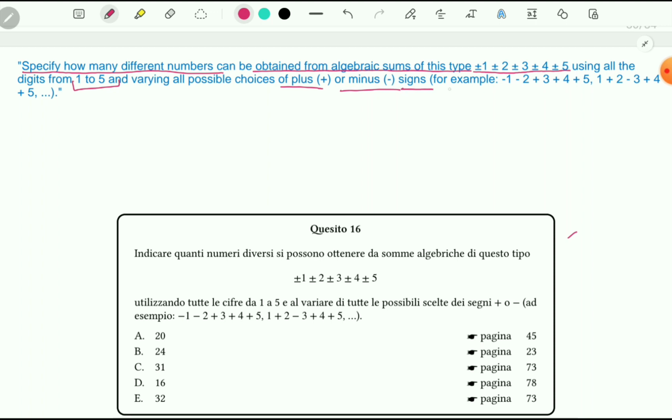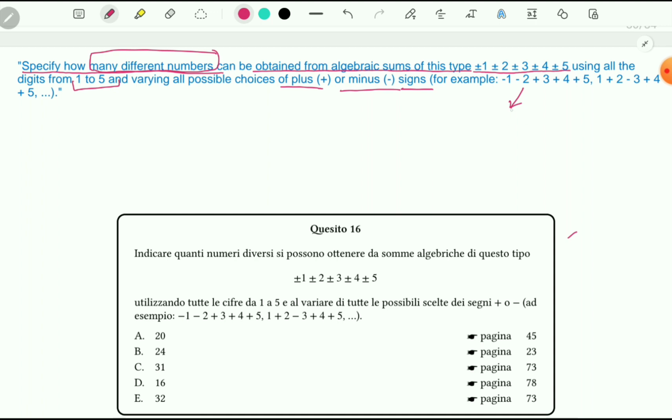For example, minus 1, minus 2, positive 3, positive 4 and 5. So this is a combination. We have to find out how many combinations we can get like this, how many different numbers we can actually get. So remember these options: how many different sums you can find by rearranging the values, taking negative and positive this way.